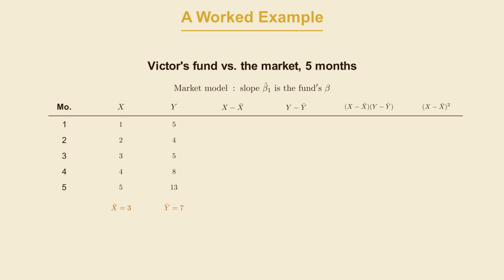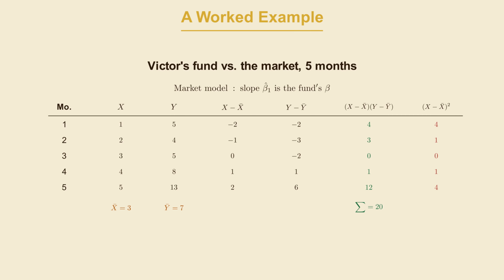Now we do the slope. We need for each month the market return minus its mean of 3 and the fund return minus its mean of 7. For the market, those deviations are minus 2, minus 1, 0, 1, and 2. For the fund, they're minus 2, minus 3, minus 2, 1, and 6. We multiply them month by month. Minus 2 times minus 2 is 4, minus 1 times minus 3 is 3, 0 times anything is 0, 1 times 1 is 1, and 2 times 6 is 12. When we add those up, we get 20, which is the top of our slope formula.